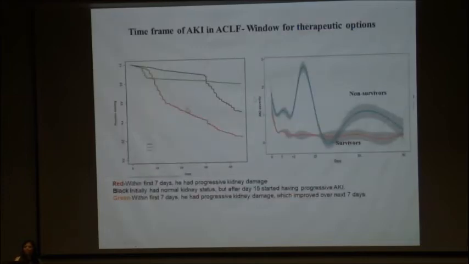Now, what about the time frame of AKI? This is the data from AARC where we showed that we can have three types of patients. One is where the patient gets AKI within the first 7 days and has a very rapid downhill course until you are able to resolve this. The black line is the patient who had normal kidneys and subsequently developed AKI. And the green is where the patient comes with AKI and gets back to normal status. So what the data from AARC suggests is that the kidneys get involved in the first 2 weeks of presentation to the hospital, in the hospital setting.